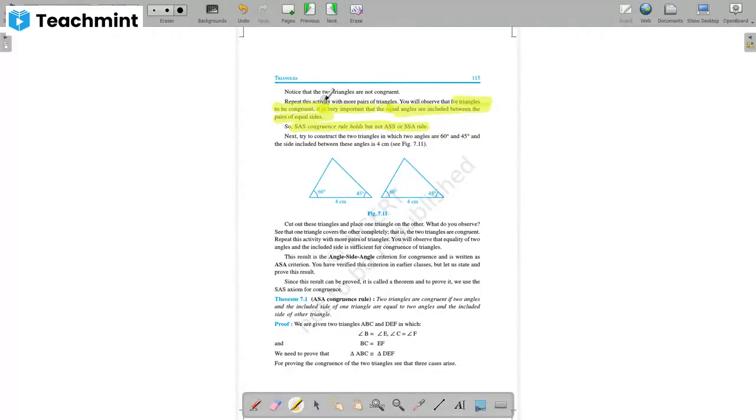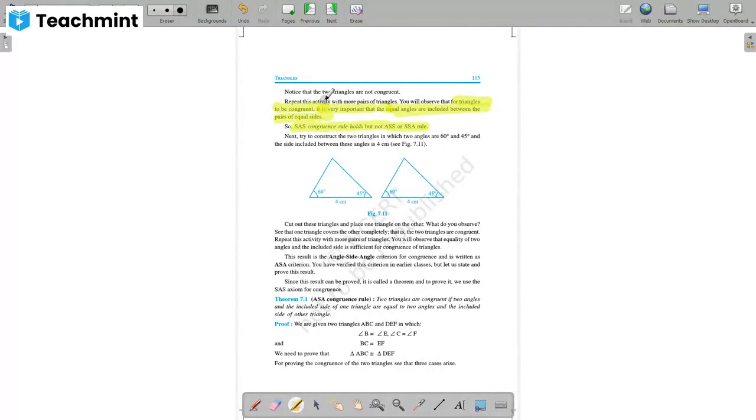Clear? Let's move to the next. Yes, ma'am, it does not hold for angle side angle. Angle side angle, that is a different thing.